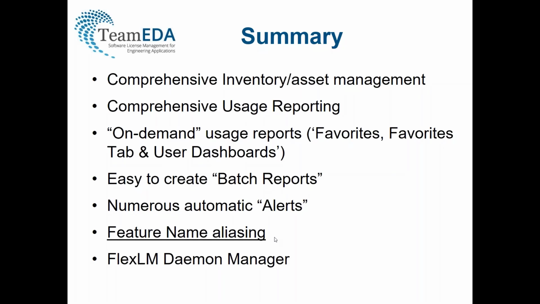So the vendor gives you a license file full of feature names. All of the usage reporting is done by feature name. Some of the feature names are very good, very understandable, user-friendly, but some of the feature names the vendors use are not. So this feature name aliasing allows you to change any feature name to something more user-friendly.